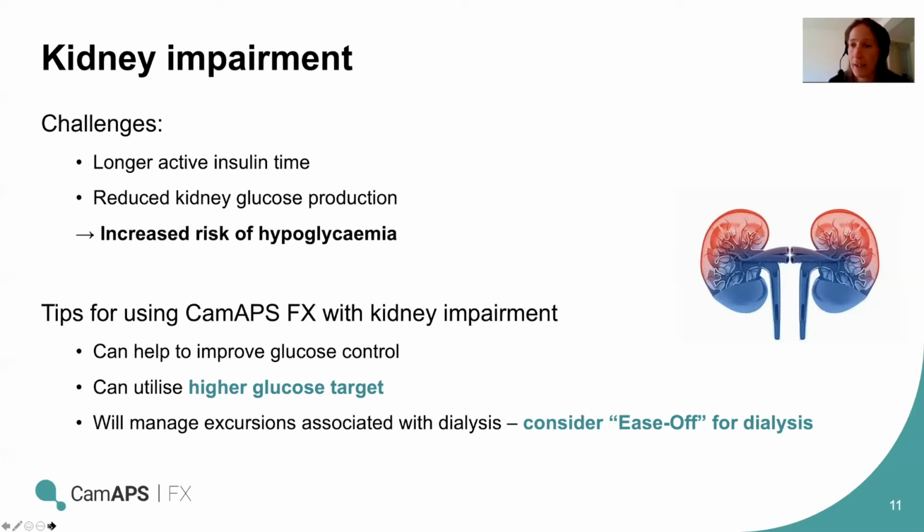And what we do know, we have done a study with a different closed loop system to this, but very similar in terms of the component parts that Sarah alluded to. What we managed to show is that the excursions in insulin and glucose that happen with dialysis can be managed by the closed loop system, but perhaps thinking about using something like Ease Off, which makes the algorithm a little bit less aggressive or deliver less insulin if you are having dialysis.